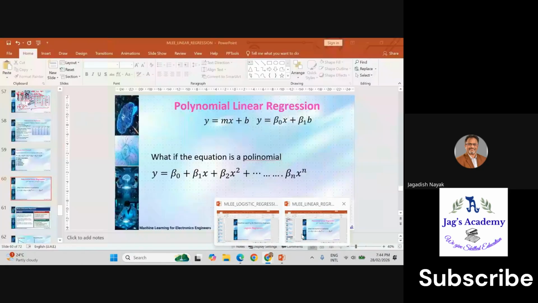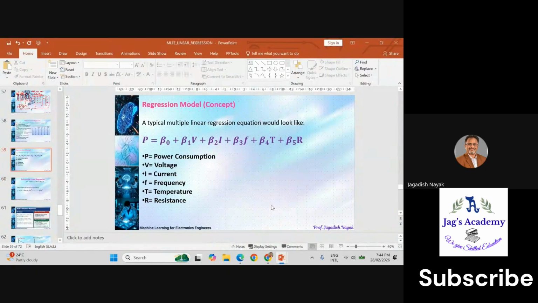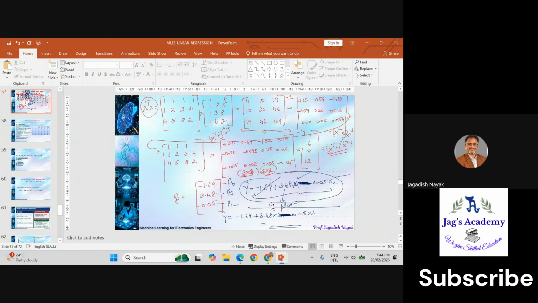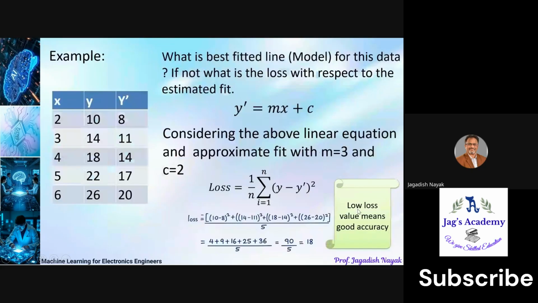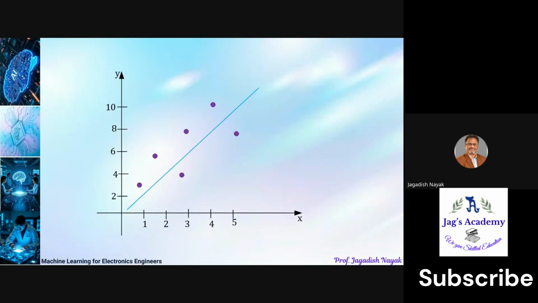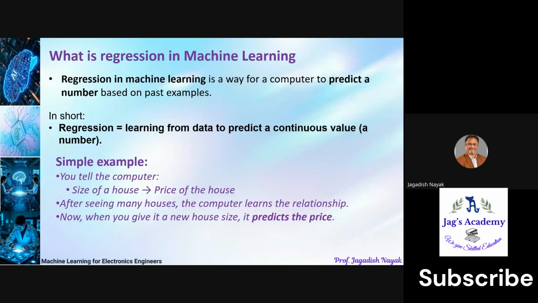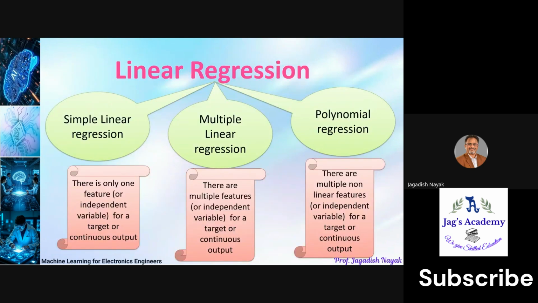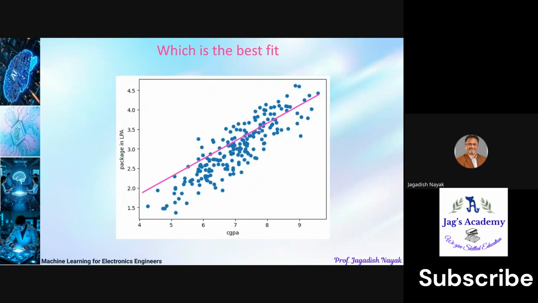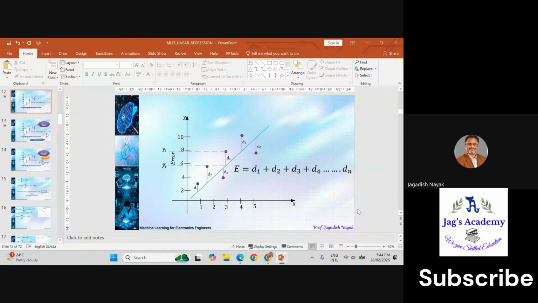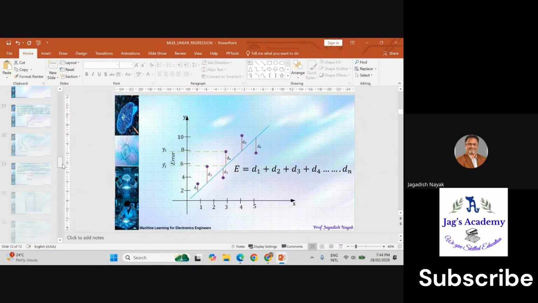Now let us do the last part of linear regression. We have seen in the beginning itself that there are three types: simple linear regression, multiple linear regression, and polynomial regression. We have seen two out of these. Now we are going to see the third one, which is called polynomial linear regression.